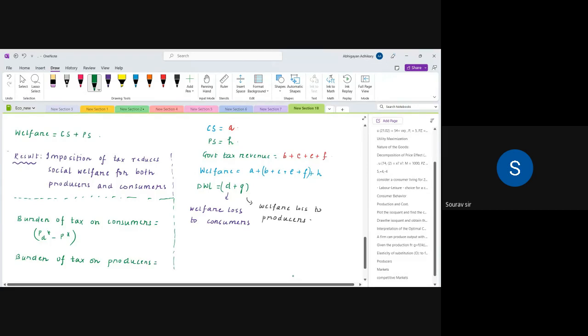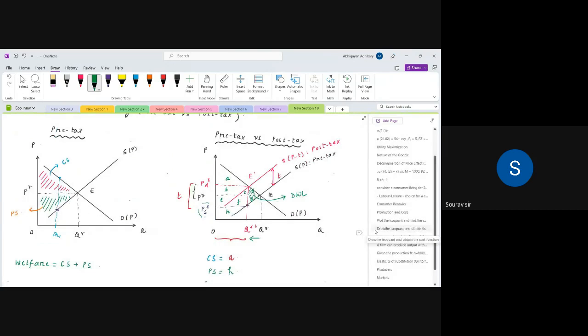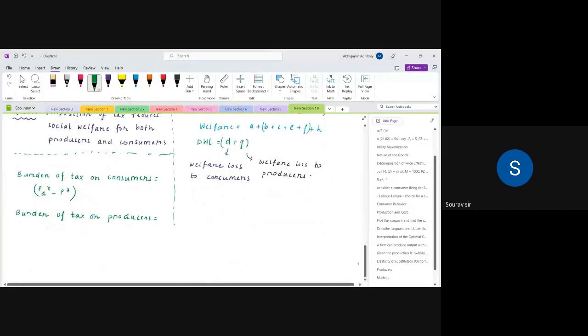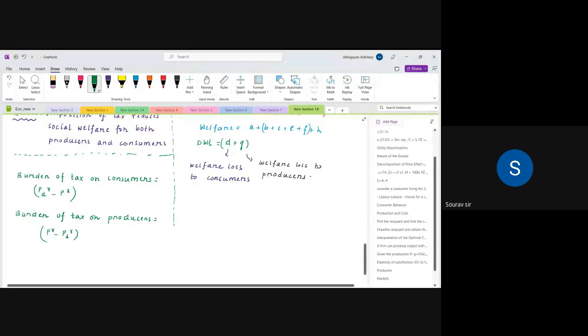Anyone? Just look at this diagram once more. In the pre-tax scenario, the producers were getting P star, but now P star minus PS star. P star, yes. Exactly, P star minus PS star. That's it. So this is essentially the burden of tax that the consumers have to bear or the producers have to bear.